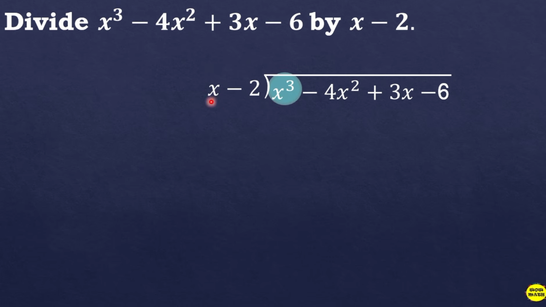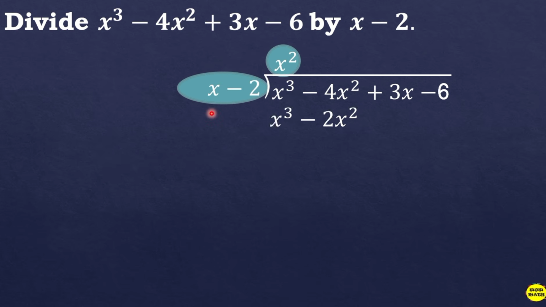So, x cubed divided by x, so 3 minus 1, x squared. So, yun yung ilalagay natin sa taas. Now, babalik tayo, parang long division ng whole numbers. Okay? So, x squared times x minus 2. So, imumultiply natin. So, x squared times x. So, i-add natin ang exponent niyan. 2 plus 1, that is 3. So, x cubed. And then, x squared times negative 2. So, negative 2x squared. Okay.